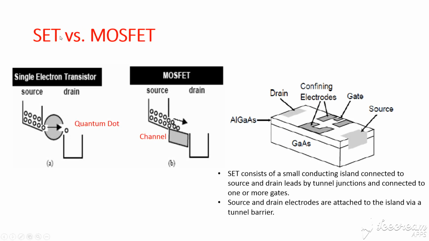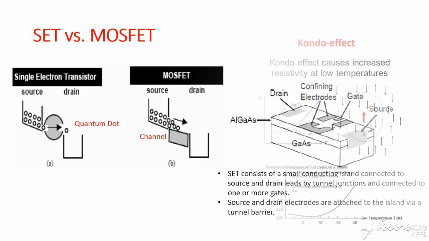The difference between SET and MOSFET is that we have a quantum dot instead of a channel, unlike in the traditional MOSFET, and then we have an island consisting of aluminum, gallium arsenide, and some other gallium arsenide sources. We have the drain, the source, confining electrons, and at the upper part, we have the gate.